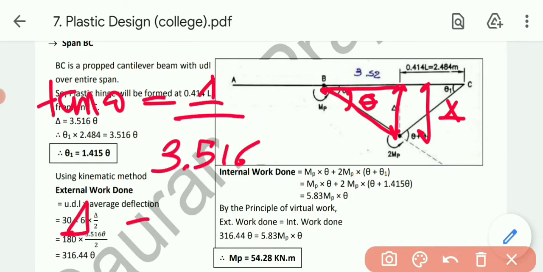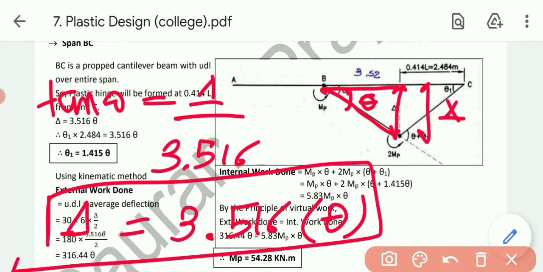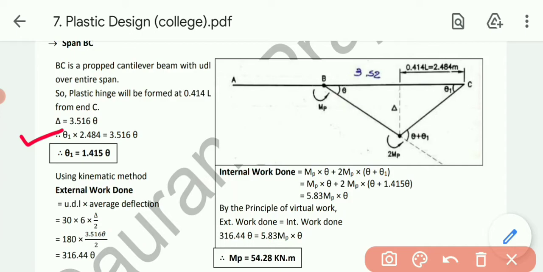So delta equals 3.516 into theta 1. Tan is very, very small, so this will be the equation, or we can say the value of delta. So I got the relation between delta and theta. Now for the external work done and internal work done, first look at the moments.